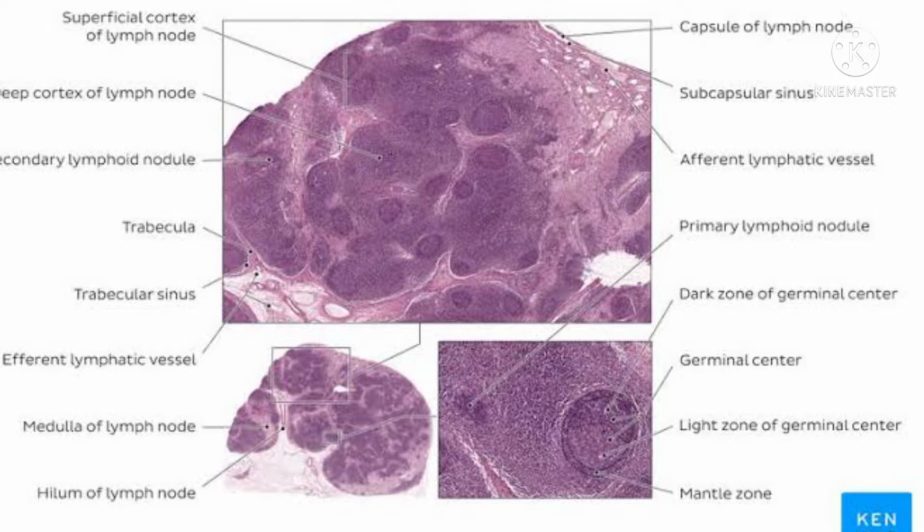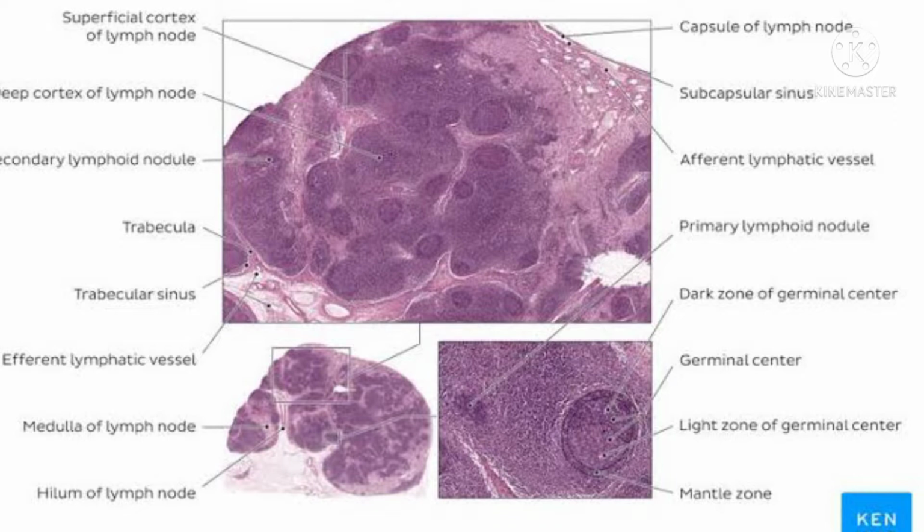Primary has no germinal center, and secondary has the active germinal center, where there are B cells which are actively proliferating. What type of follicle is that? It's a secondary follicle. Why? Because it has active germinal center. The lightly stained one is the germinal center. Outside is the mantle zone, which is having dense lymphocytic aggregates. Okay. And outside of the mantle zone towards the cortex is the marginal zone of the lymph node.